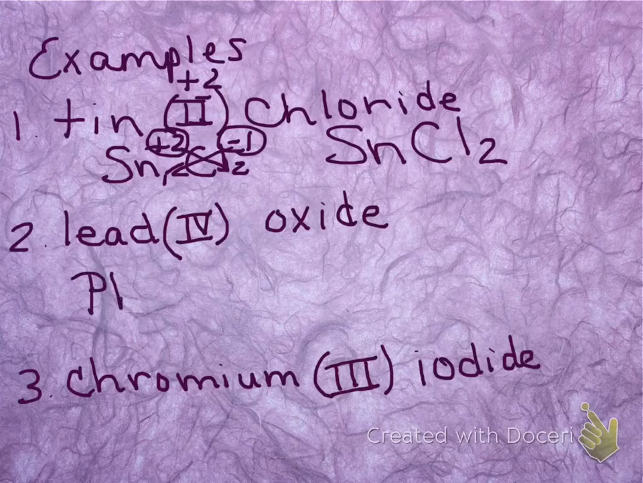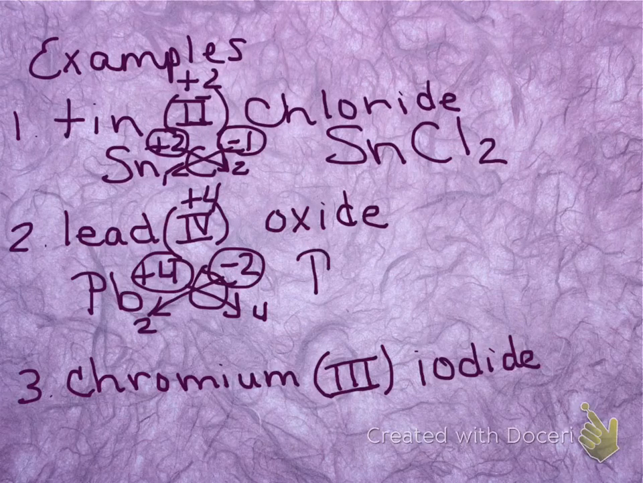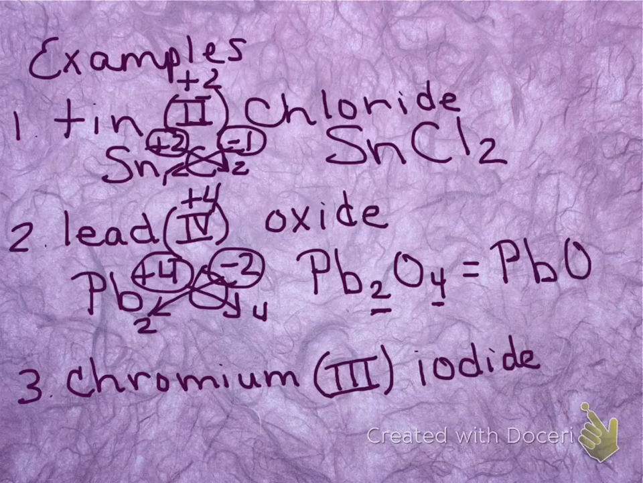Okay? Lead 4 oxide. Lead is Pb. The Roman numeral 4. If you're not familiar with Roman numerals, look at the back of your periodic table. There's a list of them. Okay? IV is 4, so the charge on lead is +4. Oxide we know is -2. We're going to crisscross our charges, and we get Pb2O4. Notice one thing, both of these can be divided by 2, so this is one we have to simplify to PbO2.